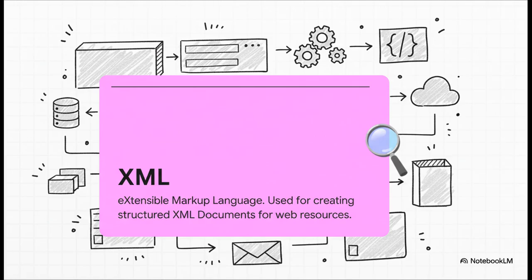Next on the list is XML. Now, if HTML is for displaying information to people, XML is for describing information for computers. It's like a universal label maker. It wraps up pieces of data with clear labels, like product name or price, so that any other program anywhere in the world can immediately understand what it's looking at. It's all about sharing data.